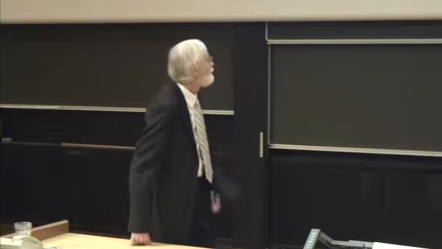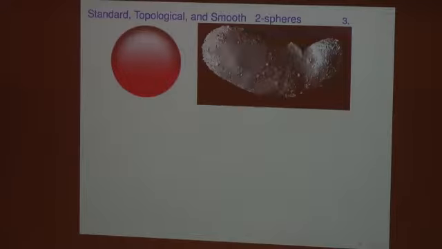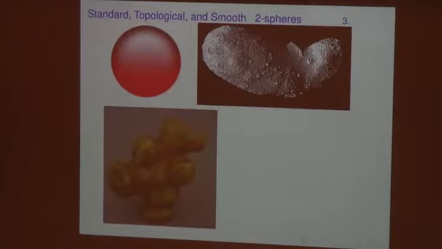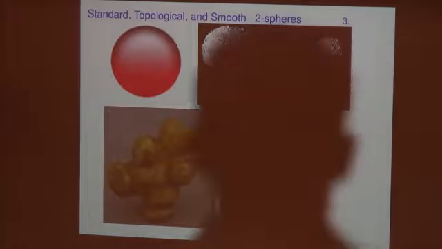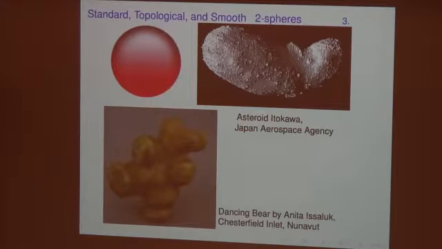But I can at least give you some two-dimensional examples. Here's the two-dimensional standard sphere, and there's a two-dimensional topological sphere, and here's a two-dimensional smooth sphere. I should give you some credit here. This is a very high-tech picture, space photograph taken from a Japanese space probe. And this is a very low-tech object carved by a lady in northern Canada.